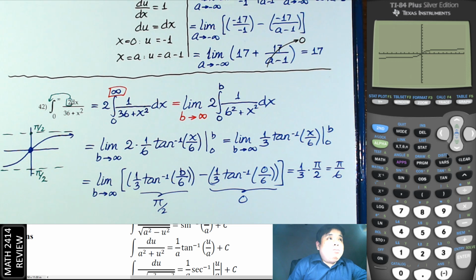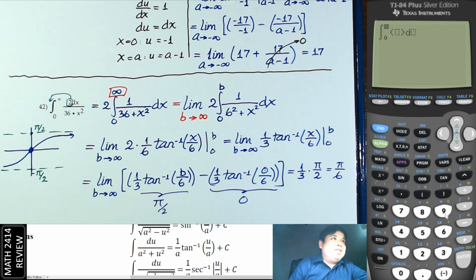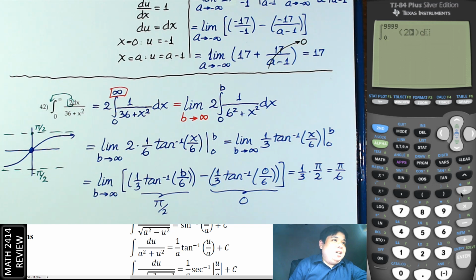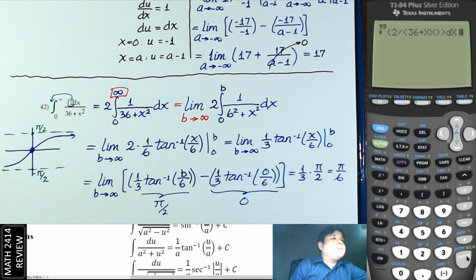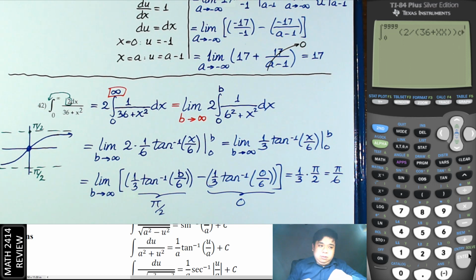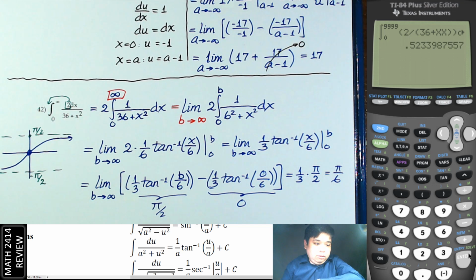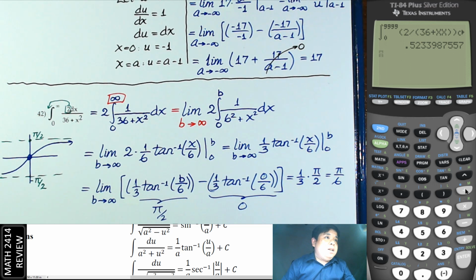Right, so it's always good to evaluate this by hand, and then use a calculator to confirm our answer. Is that pi over 6? You know pi is 3.14 divided by 6, so it's about that. That's good enough.